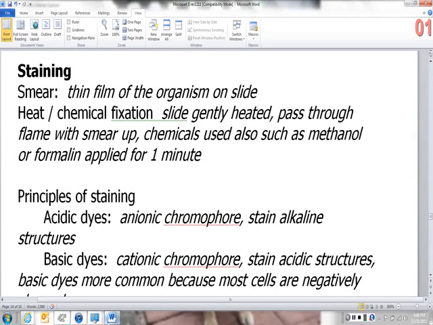Chemicals can also be used for fixation, such as methanol or formalin for 1 minute. Heat fixation is generally quicker, cheaper, and avoids the use of toxic chemicals in many cases.